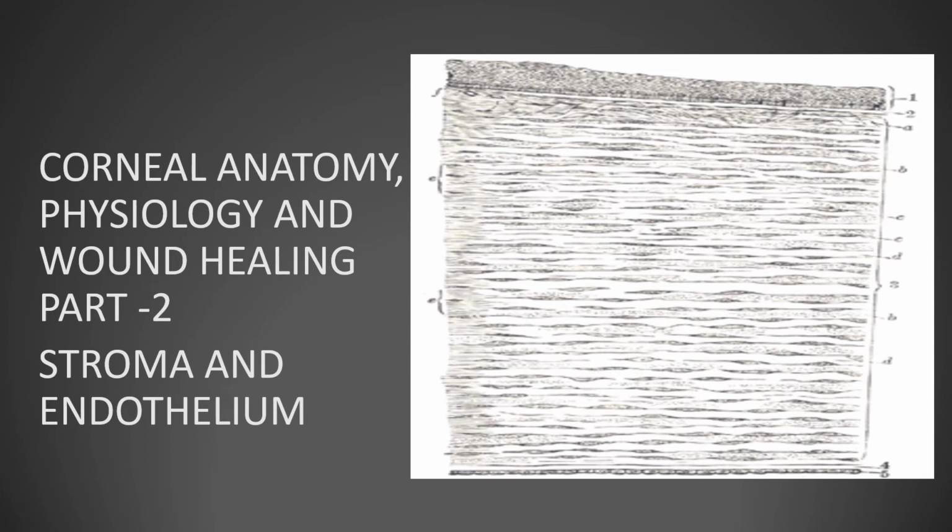Now in this second video of the chapter Corneal Anatomy, Physiology and Wound Healing of ENOF, I'll be talking about the stroma and the endothelium. In this diagram, this is the epithelium which we have already dealt with in my previous video. This, the major portion, the thick part, is the stroma. The stroma forms the major central thick part of the cornea, right?